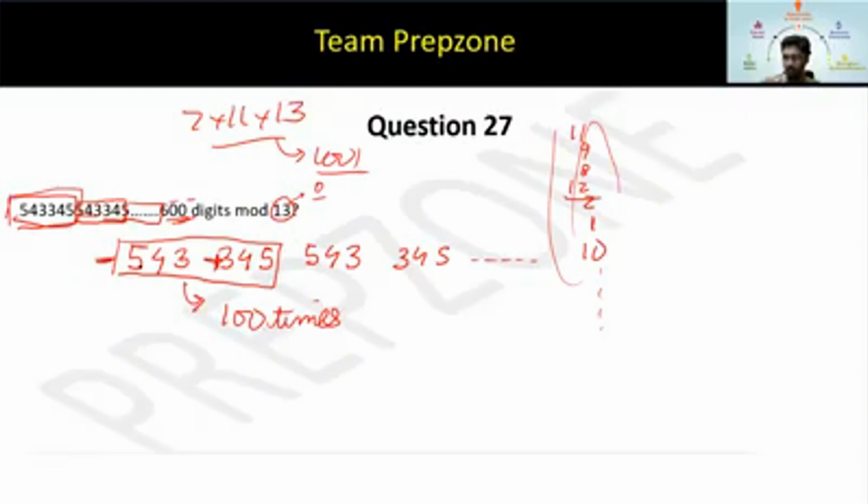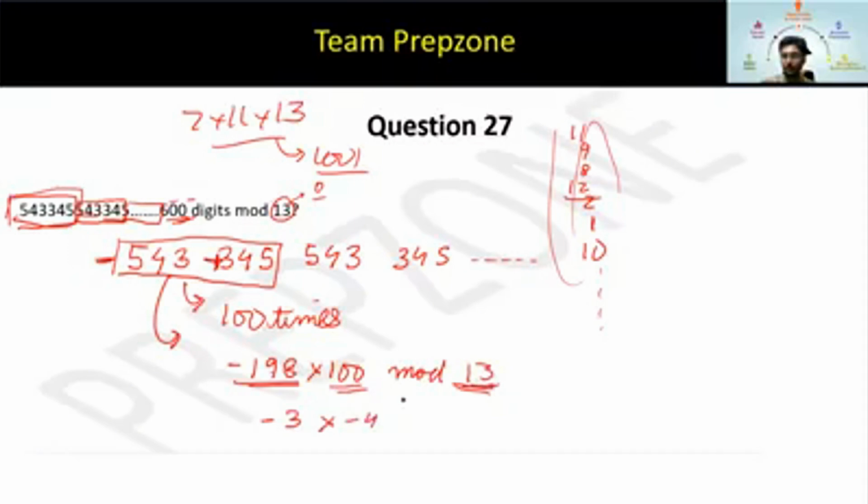Okay. Now solve it. Now don't make a silly mistake. So what is this? Minus 198 into 100 mod 13, right? So what is minus 198 mod 13? If I am dividing 198 by 13, the remainder that I will get is minus 3, because this is a minus, and the remainder will be minus 3 into what will be 100 mod 13? Nothing but minus 4, right? So this will become 12. Your answer to this question becomes 12.